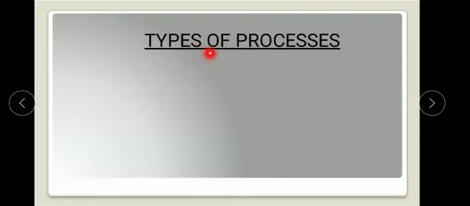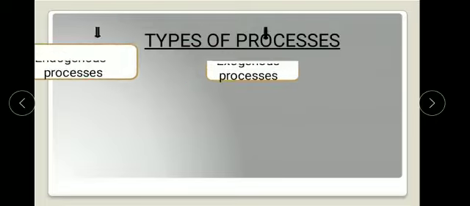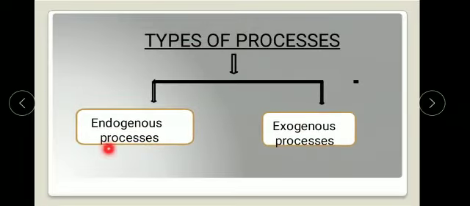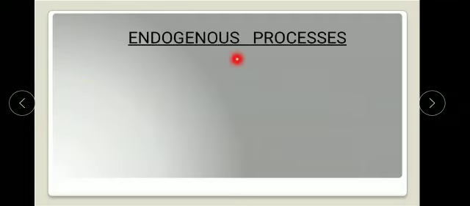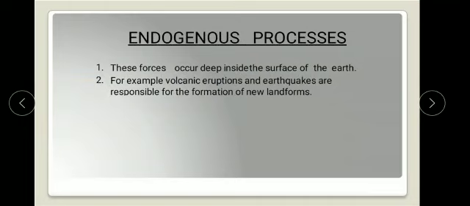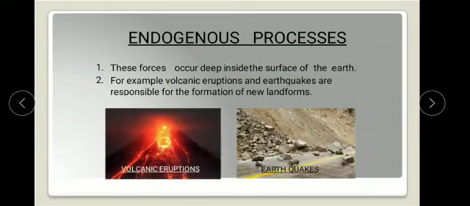The processes involved in the formation of these landforms can be divided into two parts: endogenous processes and exogenous processes. Endogenous processes. These forces occur deep inside the surface of the Earth. For example, volcanic eruptions and earthquakes are responsible for the formation of new landforms.